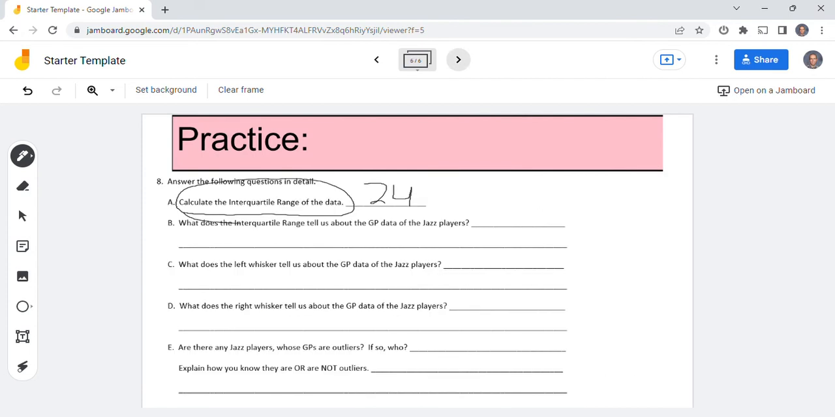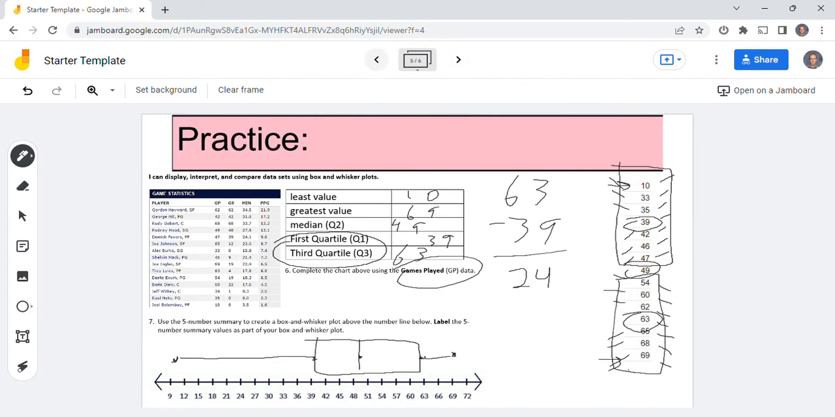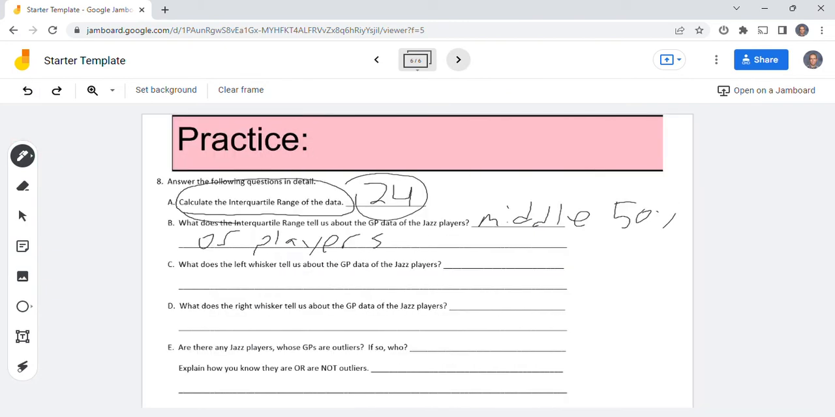The interquartile range tells us where the middle 50% of players lie. So the middle 50% of players had a range of 24, or you could say that they're between 39 and 63 games. Either one of those sentences would be accurate because we're saying it's between the quartiles.